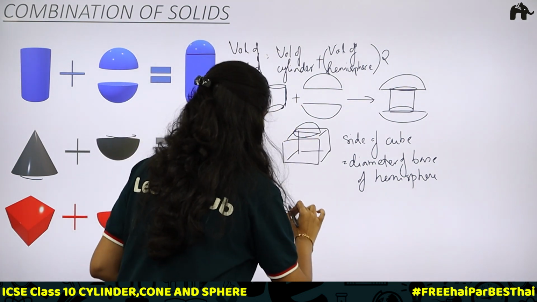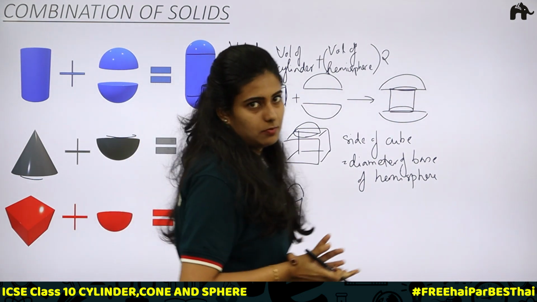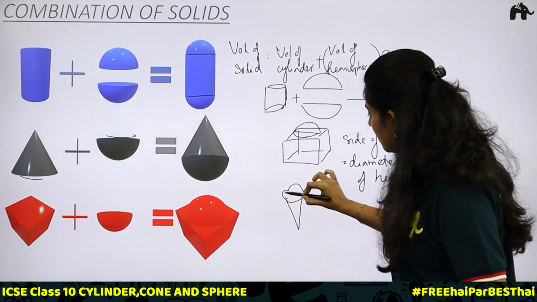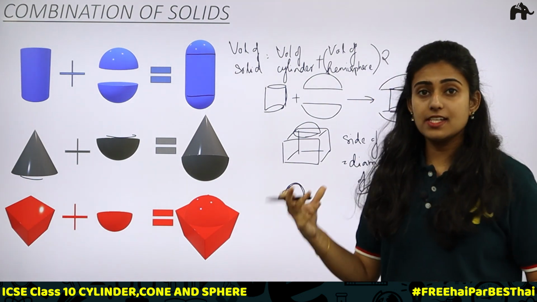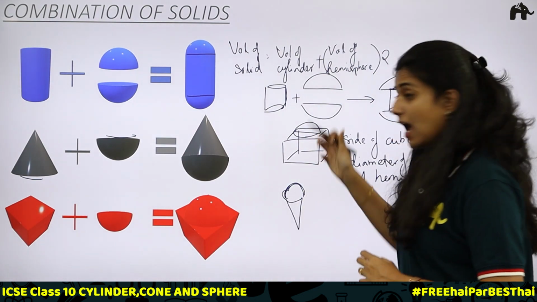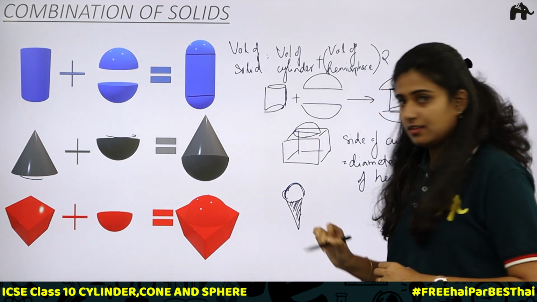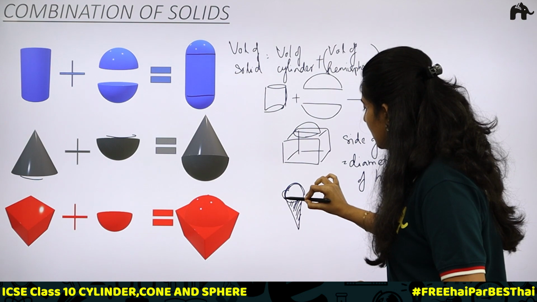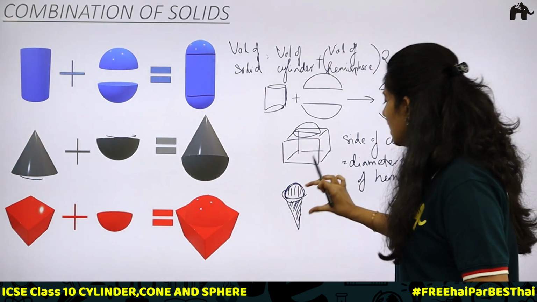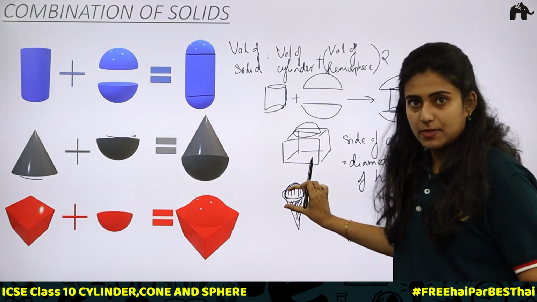Now, if you take an ice cream cone, so this is an ice cream cone, you need to find the total volume of ice cream that is inside this cone. How to find it? Here ice cream is filled in this conical portion. Also ice cream is filled in this hemispherical portion. So the total volume will be volume of the cone plus volume of the hemisphere.